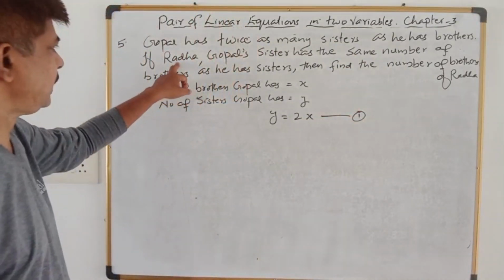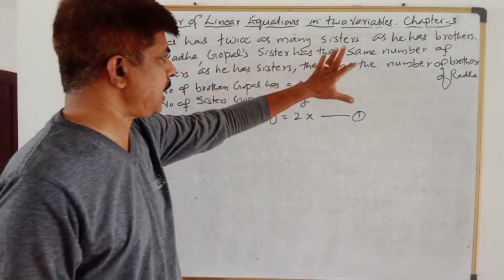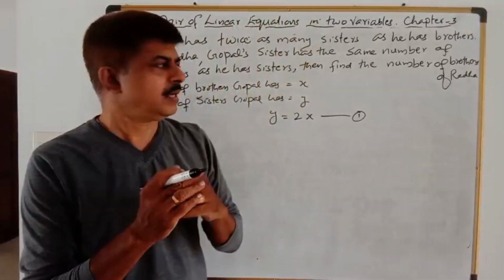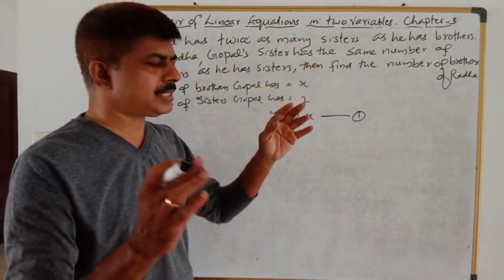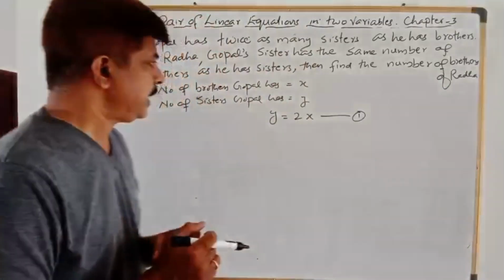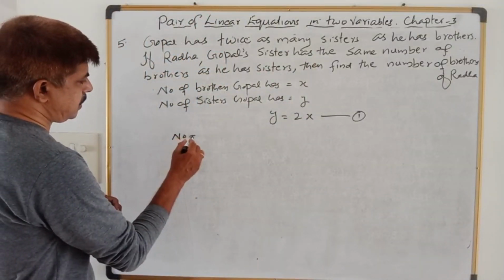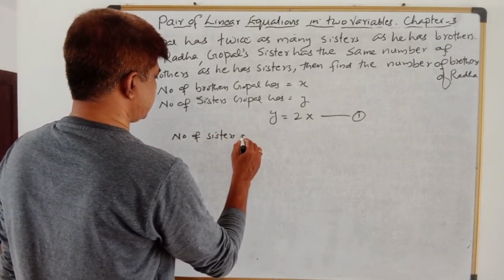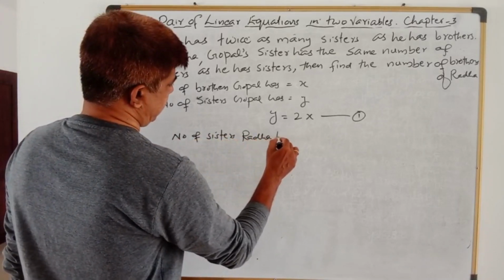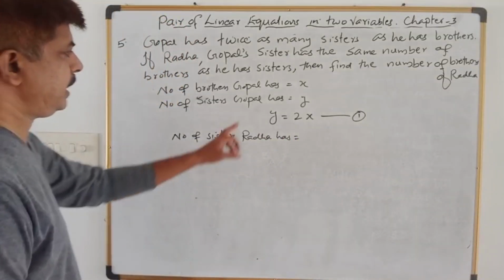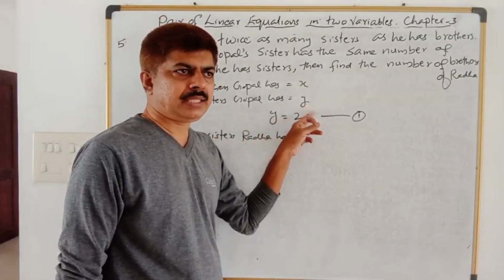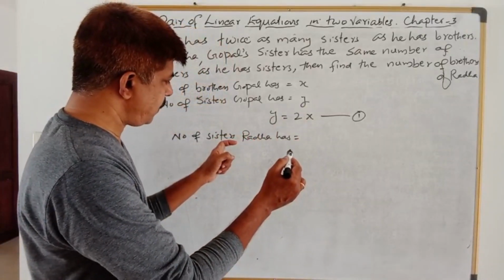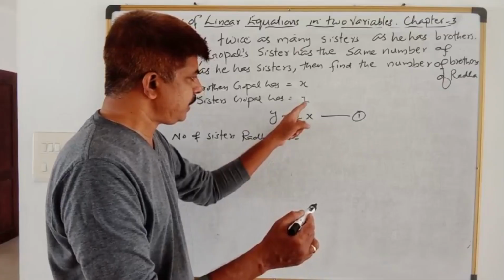Now let us look at Radha's case. Radha, Gopal's sister, has the same number of brothers as sisters. Let us see how many sisters Radha has. Already Gopal has y sisters, but when we count Radha's sisters, we cannot put y.